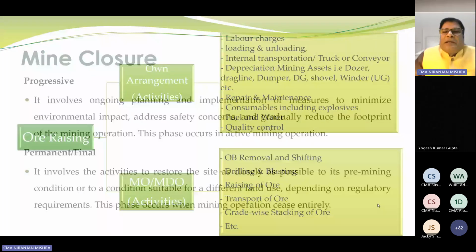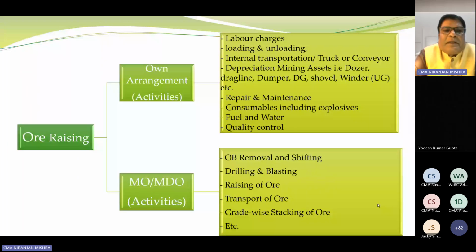So that is ore raising. You see, ore is raised in two arrangements. One is own arrangement or activity. Second is MO or MDO. MO means mining operator, MDO means mining developer and operator. Why the difference? Why has the company switched from own arrangement to the MO or MDO concept?